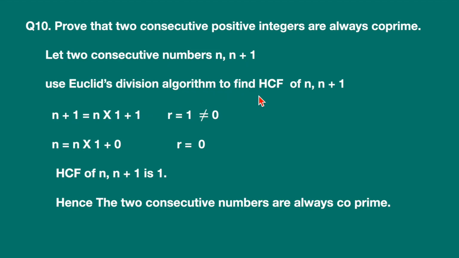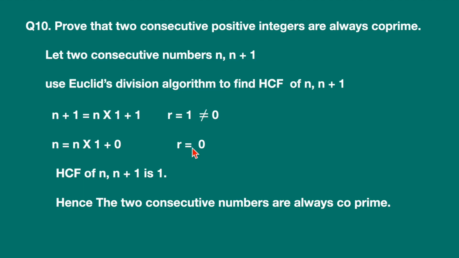Now let us see if the HCF of these two numbers is 1 or not. Let's write down the lemma for this. Obviously this is the bigger number. So n plus 1 is equal to n into 1 plus 1. Here the remainder is not equal to 0. Again write the lemma. N is equal to n into 1 plus 0.